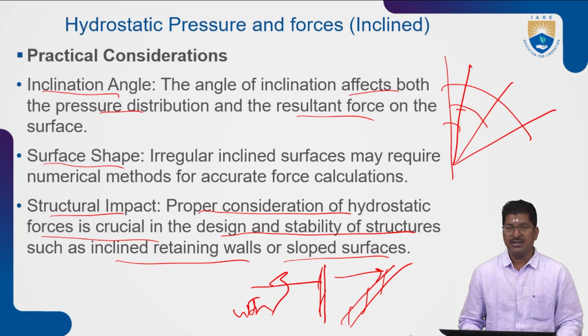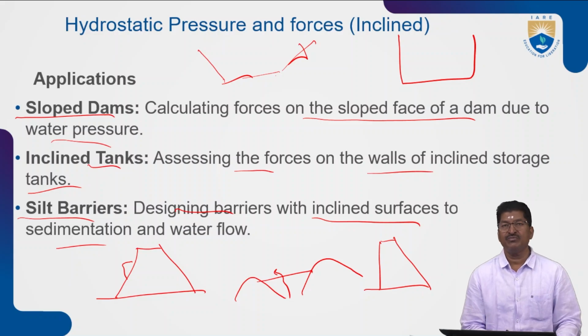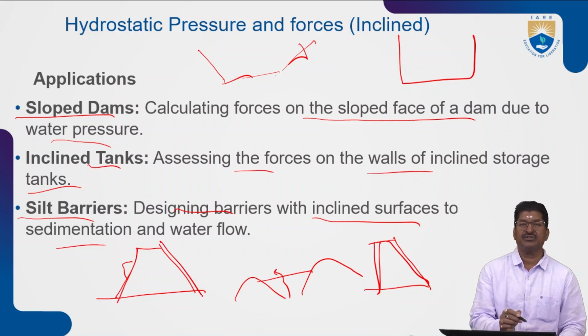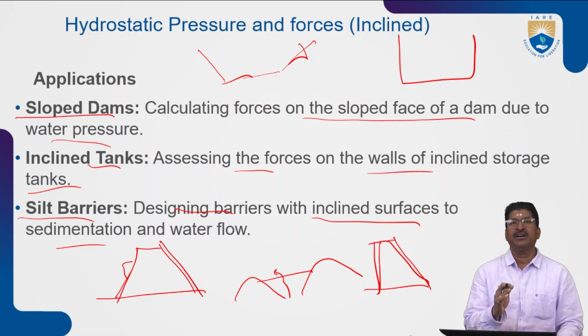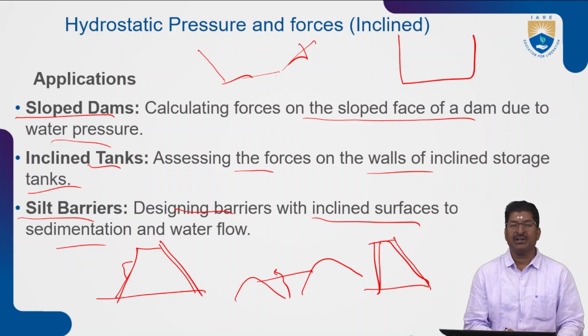Retaining walls are inclined or sloped surfaces. In applications, if you see sloped dams, normally dams are in trapezoidal form, with one face vertical and another face inclined. Some dams will have slopes on both sides, so they come under the inclined surface. For such sloped dams, we have to carefully calculate the total resultant force acting on the particular sloped surface.